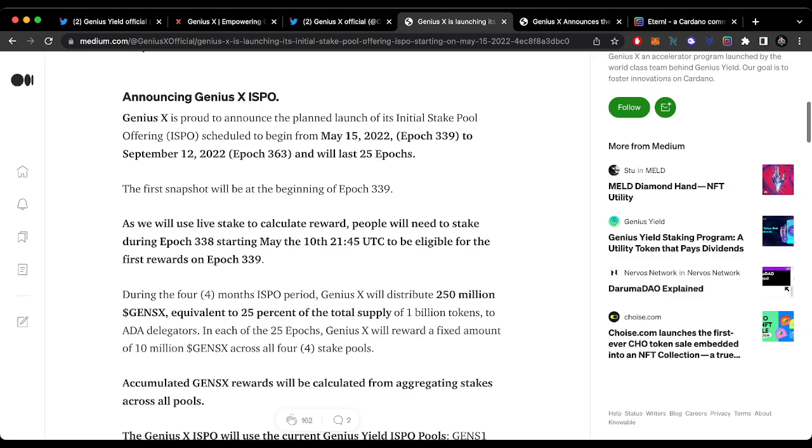So the Genius Yield ISPO is about to end. There is billions of ADA currently staked, which we'll talk about shortly. So it's really important that if you are staked to those pools and you don't want to participate for whatever reason, I believe you should participate in the Genius X ISPO, then you do need to move your delegation around this time. But let's talk about why you should.